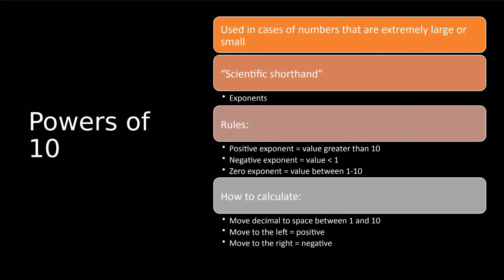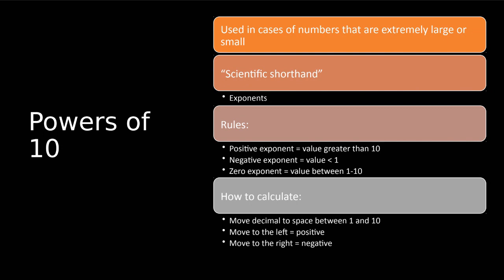This is where we give values exponents. So if they're really large and we don't want to have to write out all of those numbers, or they're really small and we don't want to have to write out all of those numbers, we're going to give it an exponent to kind of get rid of some of that. So there are certain rules that go with the powers of 10. When you have a positive exponent, that means that your number is really, really big. It's going to be a value greater than 10. So any number bigger than 10 can have a positive exponent.